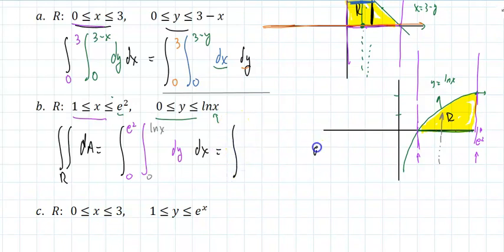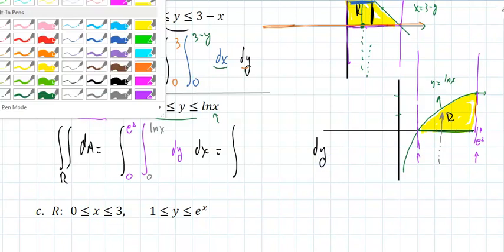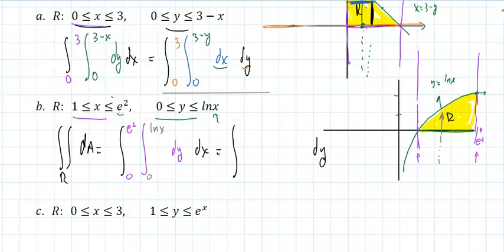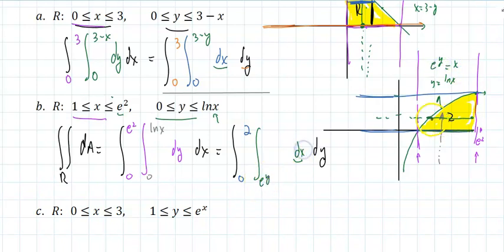Well, what if I wanted to reverse the order? What if I wanted to run with respect to y first? I noticed that y is going to run from 0 to y equals 2. And x is going to run from the curve. If y equals natural log of x, what does x equal? Isn't that e to the y? And where does x terminate? X terminates at e squared.